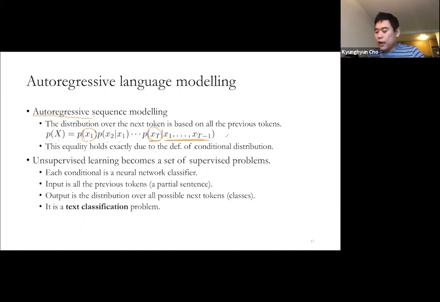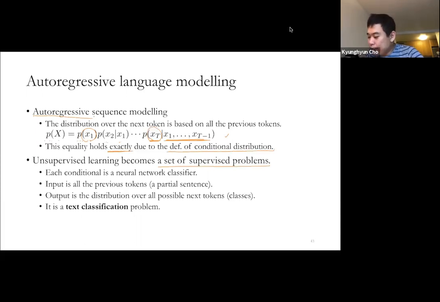Now, this fact that the probability of a sentence is a product of conditional probabilities is exact, because it's just based on the definition of conditional probabilities. What this autoregressive factorization of the sequence probability implies is that we now have a sequence of supervised learning problems.